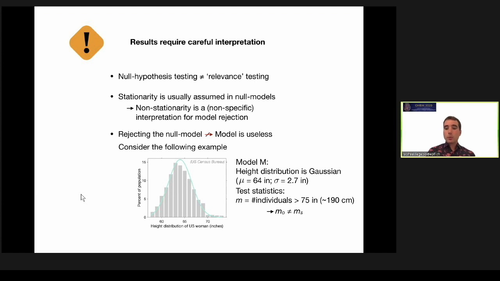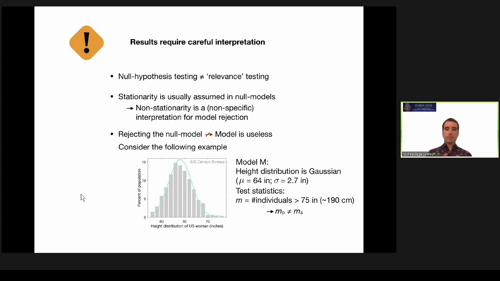If you do that test, you will find that MO is different from MS because in reality, there are more tall women than predicted by this univariate Gaussian. But still, the point here is that I think we would all agree that the univariate Gaussian is very useful and very close to the actual distribution. So having one metric that allows us to reject a null model doesn't mean that the null model is useless. We should think here more in terms of distance between a model and the actual data distribution or data structure.